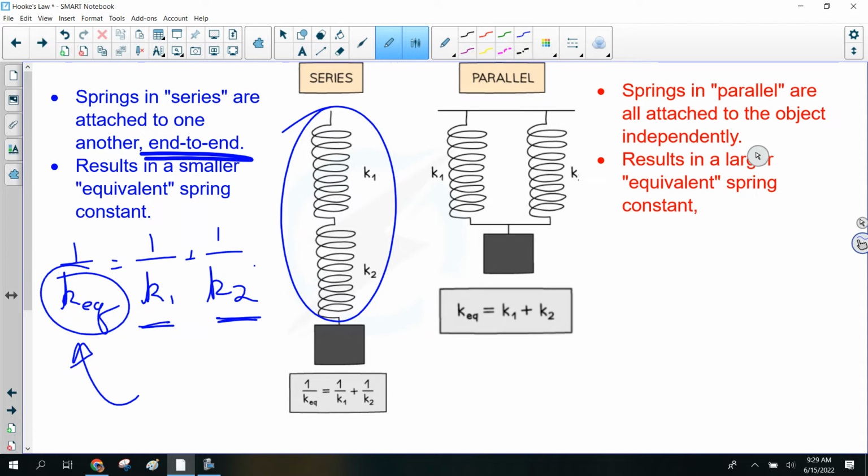Let's do parallel first, though, because it's a little bit easier. For parallel, both of the two springs are independently attached to my box. This little bar is just allowing the two springs both to attach to the box. So when springs are in parallel, all of the springs are independently attached to the object, and it results in a larger equivalent spring constant. Here the equation is much easier: you just add your two spring constants. Let's do an example of each of those.